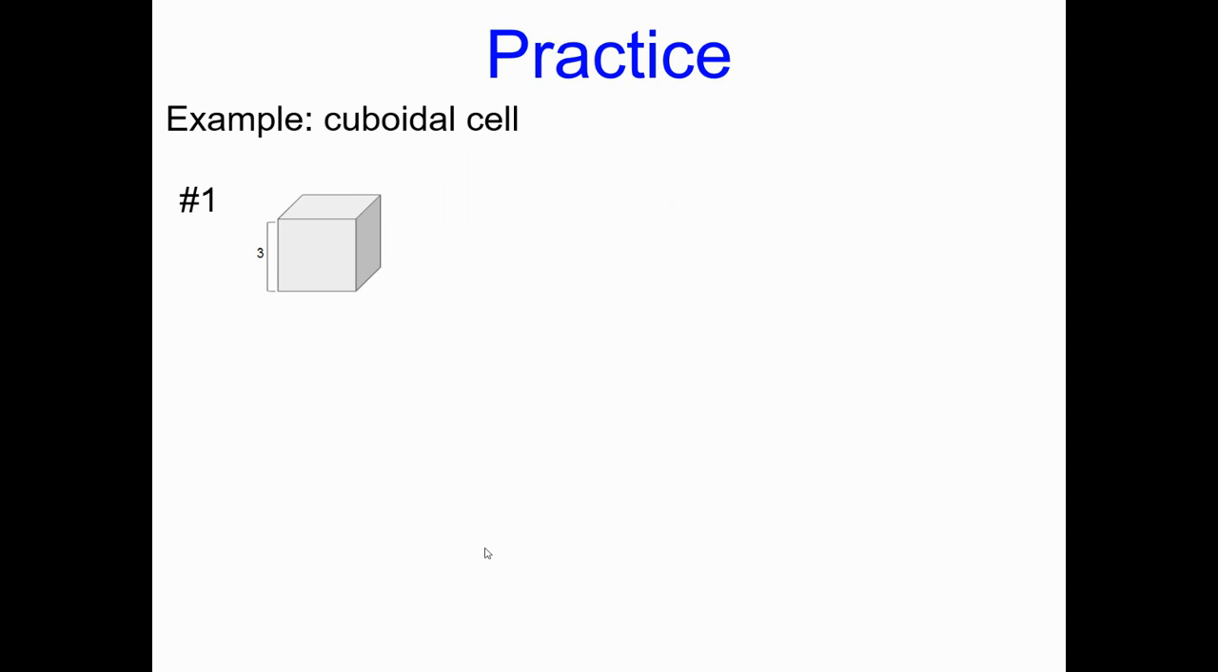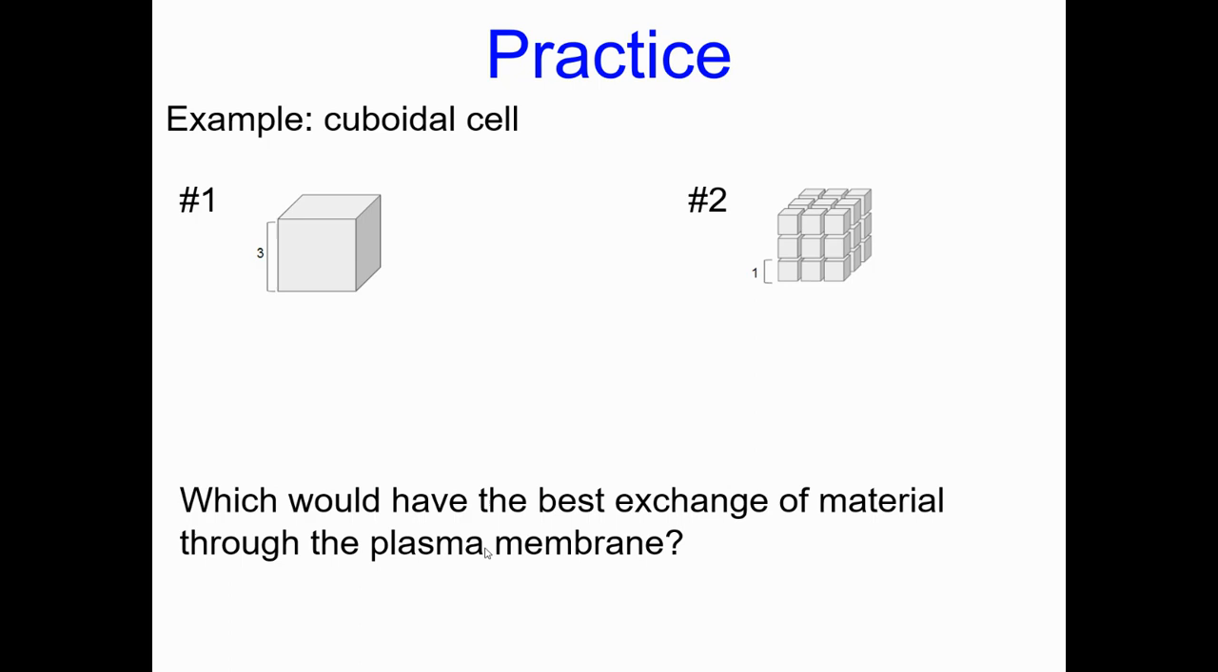So an example, I'm going to go through these really quickly because again, you'll have the formulas on the AP exam, so I won't need to practice too much with you guys. Plus, you've done this before, you've seen this exact slide before. So the question is, which would have the best exchange of material through the plasma membrane? It gives you number 1, a large cube, and number 2, many cubes that are all together.